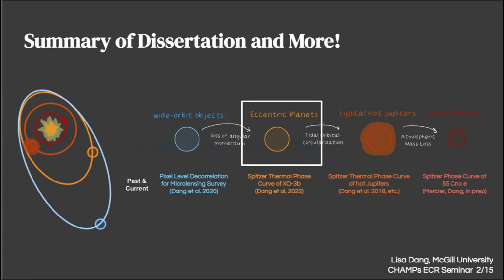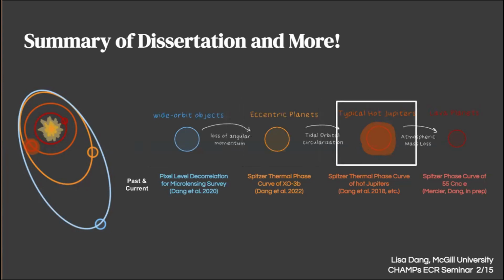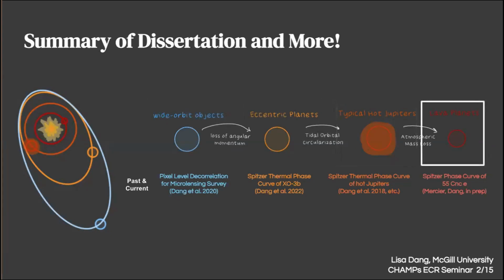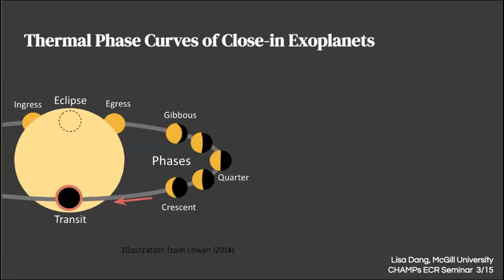And then we are going to tidally circularize our orbit and go through some things that we've learned from phase curves of more typical hot Jupiters on circular orbits. And finally, we'll have our atmosphere stripped away and look at ultra short period rocky planets. Along the way, I'm also going to discuss ideas that have emerged from these projects that maybe we'll look at in the future. Today I'll focus mostly on atmospheric characterization of transiting hot Jupiters.